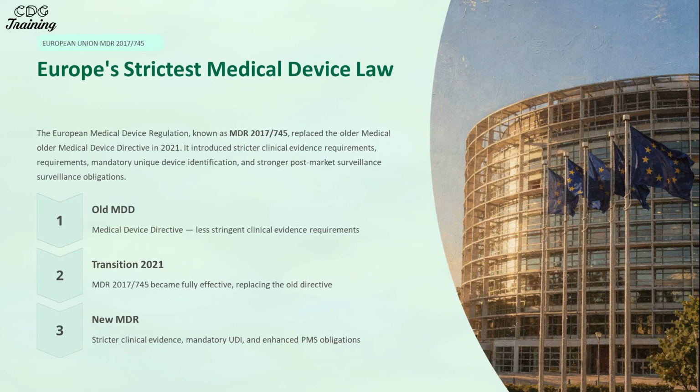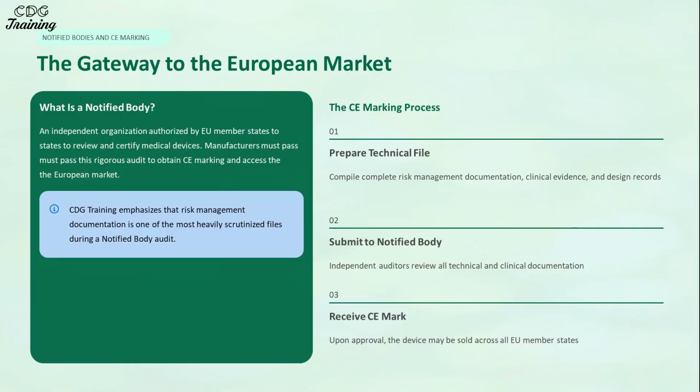The EU MDR 2017/745 is Europe's strictest medical device regulation, replacing the older directive. It introduces stringent clinical evidence requirements and stronger post-market surveillance, ensuring higher safety standards. CE marking is your gateway to the European market. Manufacturers must pass rigorous audits to obtain it, ensuring compliance with EU regulations. This process involves preparing technical files and undergoing thorough reviews by notified bodies.